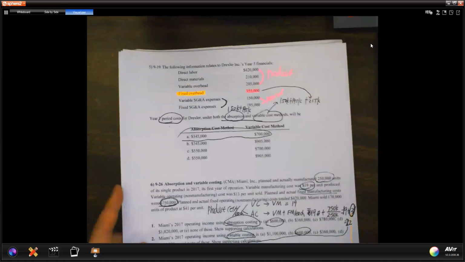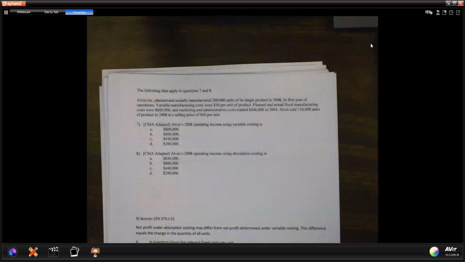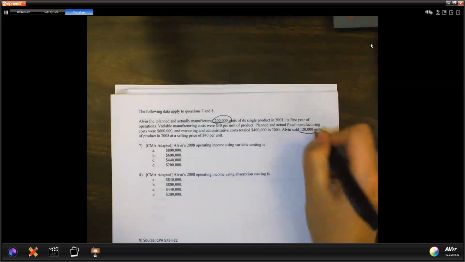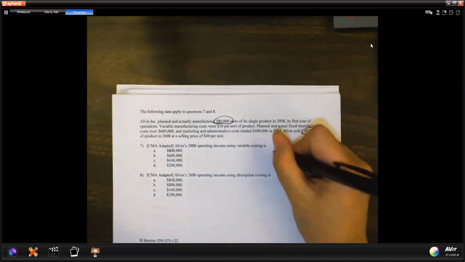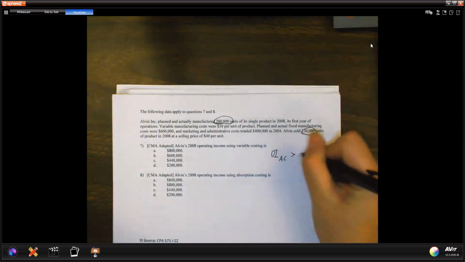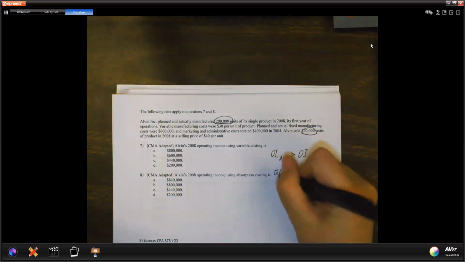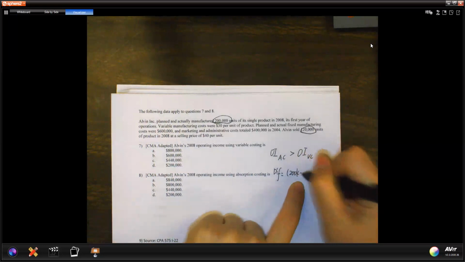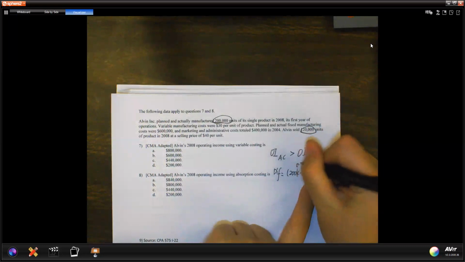Okay. So next question, I'm not going to do it one more time. I'll just point out some important parts. You said you still manufacture 200,000 units, but you sold 120,000 units. So you have to know operating income under absorption costing will be more than operating income under variable costing. So that's the first thing you need to know. And then we have to know the difference will be our ending inventory. We produced 200,000, we only sold 120,000. So we have 80,000 as our ending inventory.